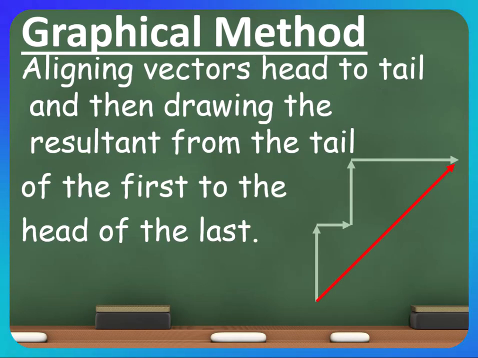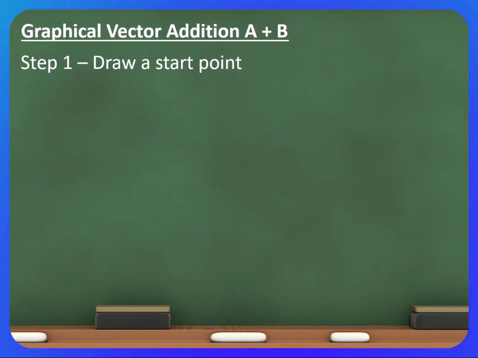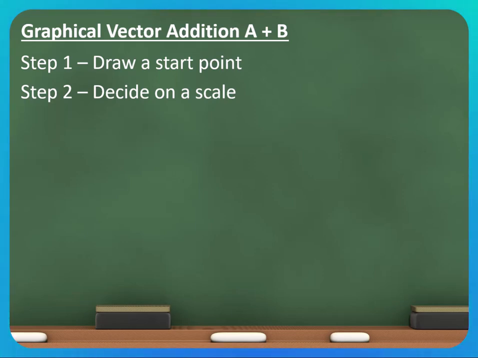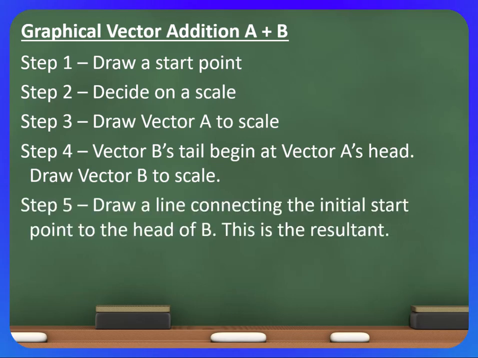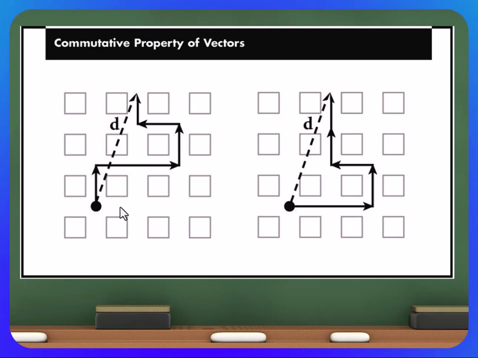Now the graphical method: we align vectors head to tail and then draw the resultant from the tail of the first to the head of the last. That red vector is going to be our resultant, where we ended up. So we're going to add vector A to vector B. We're going to draw a start point. We're going to decide on a scale. Draw to scale. Vector B's tail begins at vector A's head. We're going to draw the connection from the initial start to the head of B and have the resultant, going up to the head of the last vector. So that's good. D is going to be the distance of our resultant.